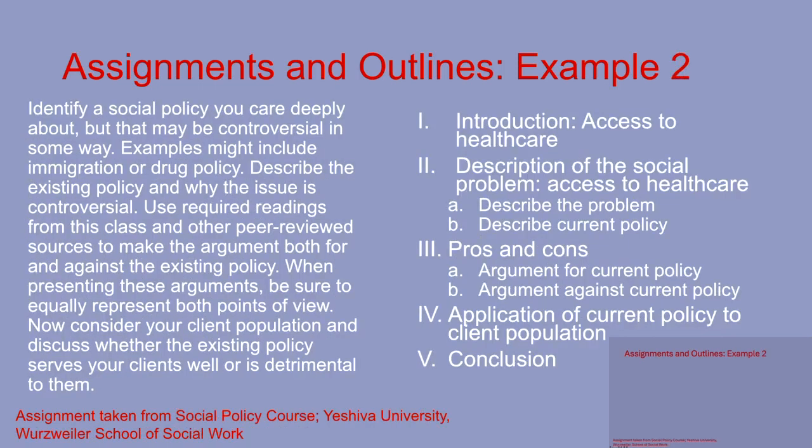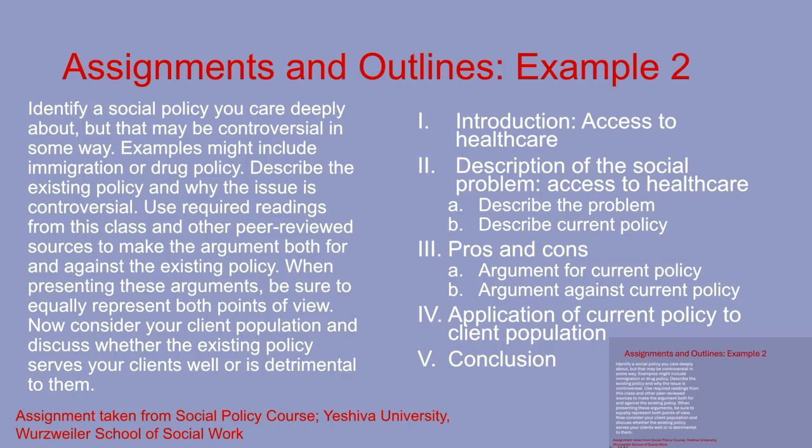Now let's look at the next example. This was the policy paper, and I cut off some of the very specifics on the page length just so we could see it here. But here you're asked to identify a social policy that you care deeply about, but that may be controversial. Describe the existing policy and why the issue is controversial. Use required readings from this class and other peer-reviewed sources to make the argument both for and against the policy. And be sure to equally represent both points of view.